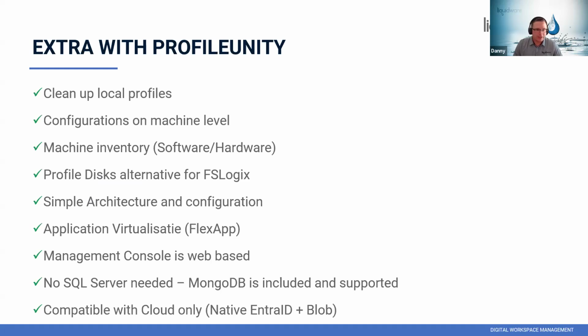Then there's a nice option. I played around with it, of course. It's called machine inventory, where you can eventually get all the software and hardware details of the machine, and you can put that on a given share that you want, or a UNC path. And of course, we have the profile disk option, which I also see a lot being used at customers who have a VDI or remote multi-session machines. The profile disks are leveraged on those.